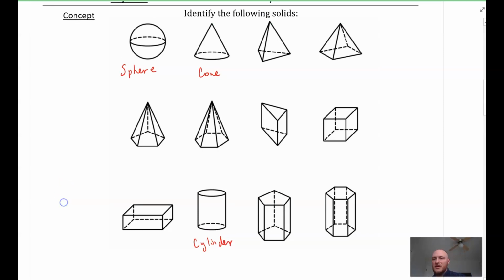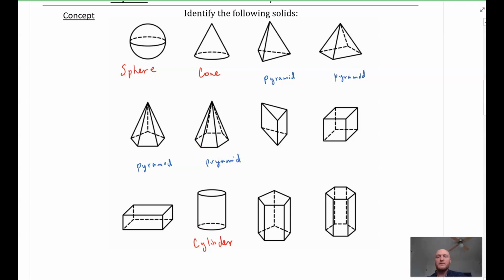Okay, and then we have all these other objects kind of embedded. And I want to talk about some different types of objects. The first one I want to talk about are what are known as pyramids. And you may be able to recognize these. Here, this is a pyramid. This is a pyramid. This is a pyramid. And this is a pyramid.